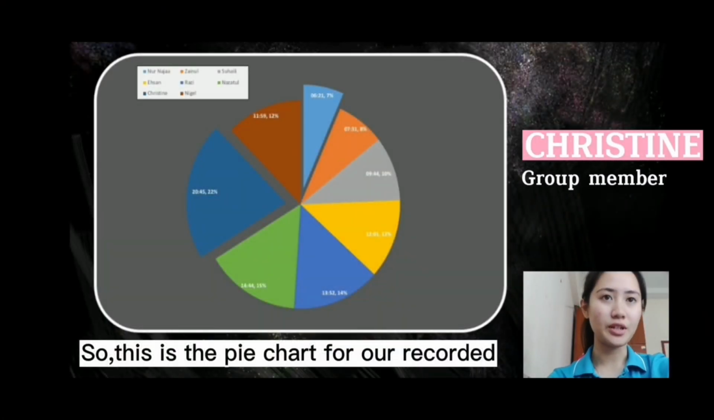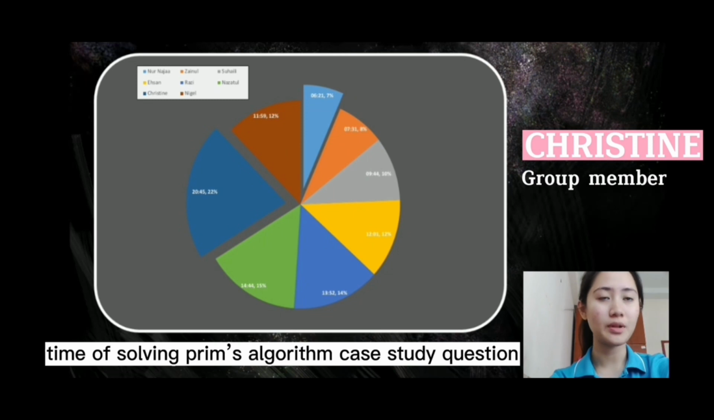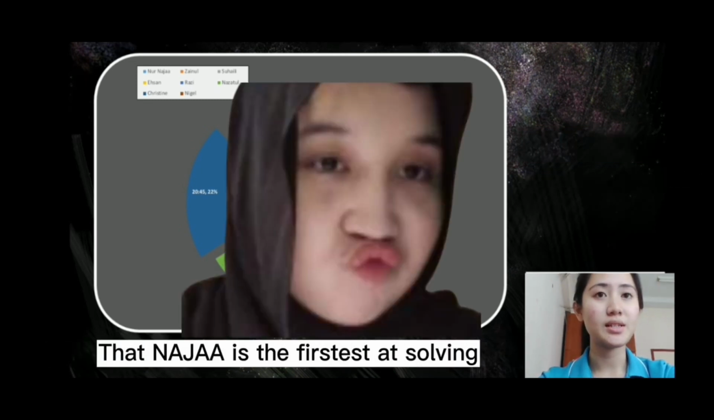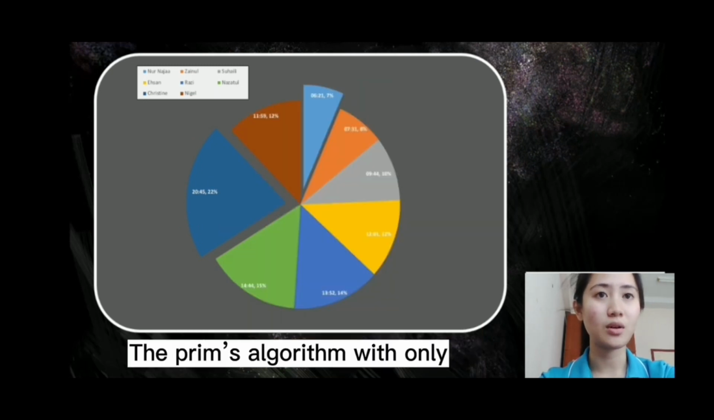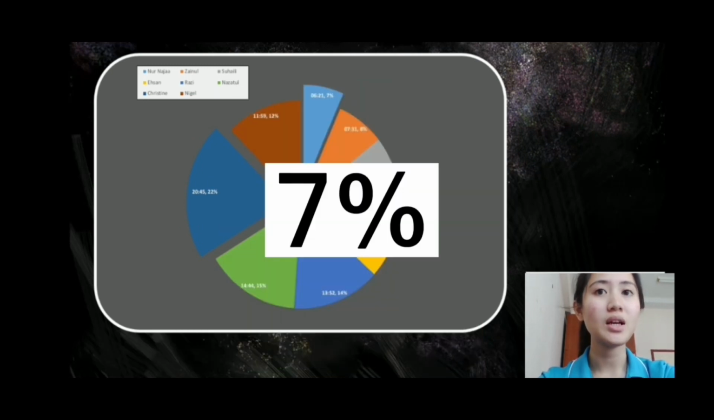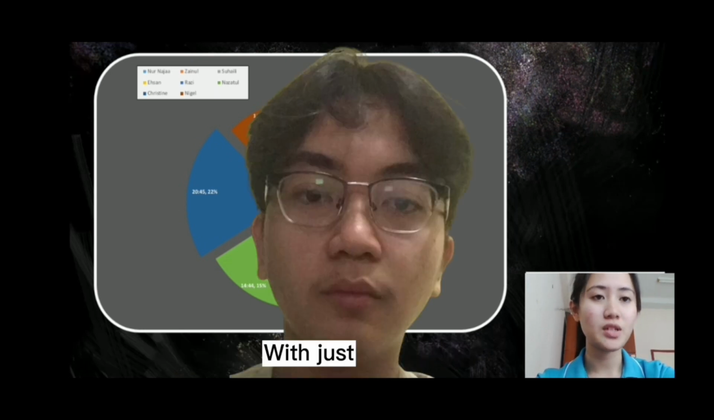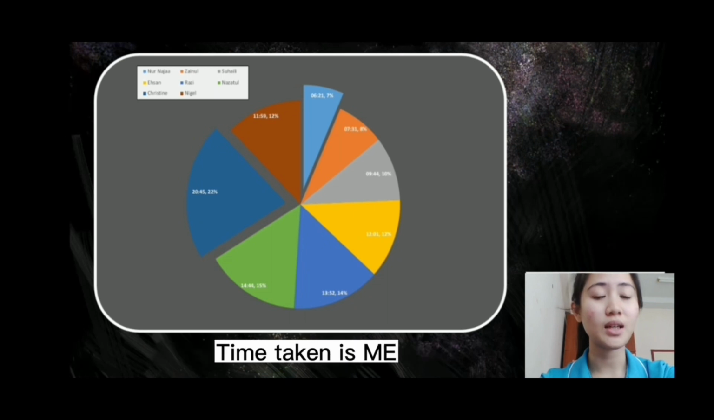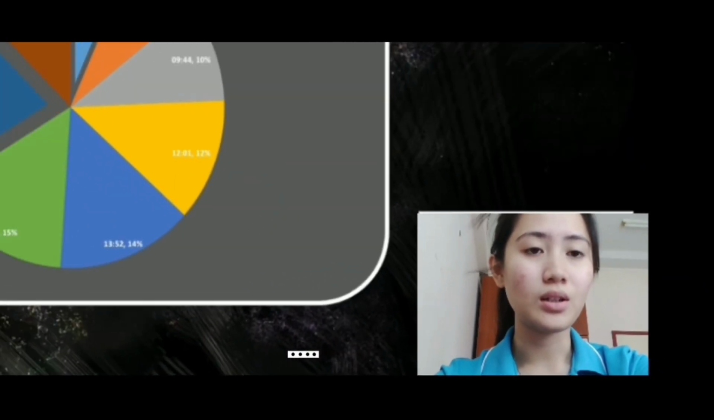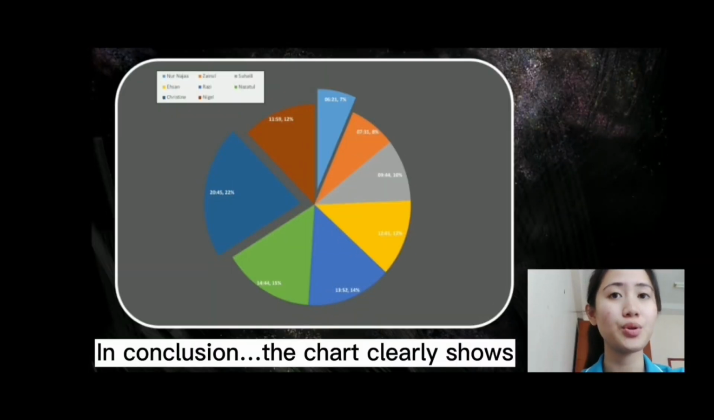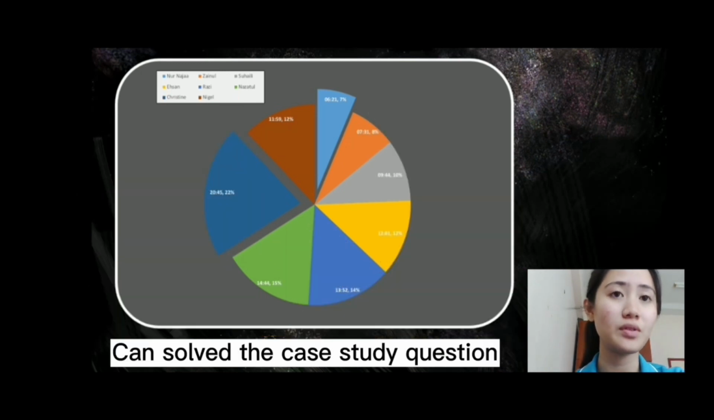So this is the pie chart for our recorded time of solving the Prim's algorithm case study question. From the pie chart, it is clear that Naja is the fastest at solving Prim's algorithm with only a 7% difference between the 7 competitors. The median time taken is Nigel with just a 12% difference, and the longest time taken is me, Christine, which takes a 22% difference between the 7 competitors. In conclusion, the chart clearly shows that not all competitors can solve the case study question in a short time.